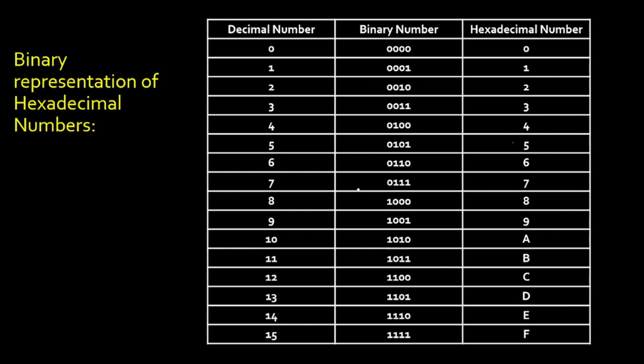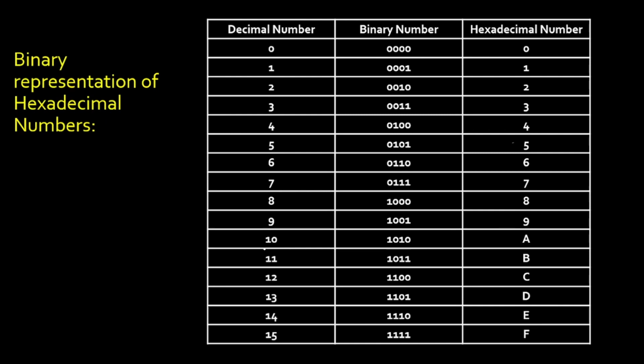Now 6 is equal to 0110 and its hexadecimal equivalent is 6. Now 7 is equal to 0111 and its hexadecimal equivalent is 7. Now 8 is equal to 1000 and its hexadecimal equivalent is 8. Now 9 is equal to 1001 and its hexadecimal equivalent is 9. Now 10 is equal to 1010 and its hexadecimal equivalent is A.